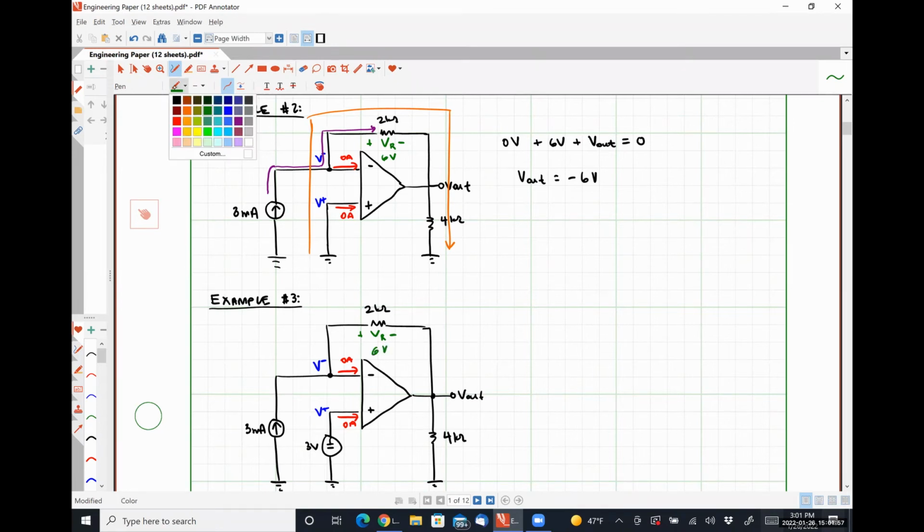Right? So all 3 milliamps of current flows through that 2 kilo ohm resistor again. So Sully, take a crack at V out.